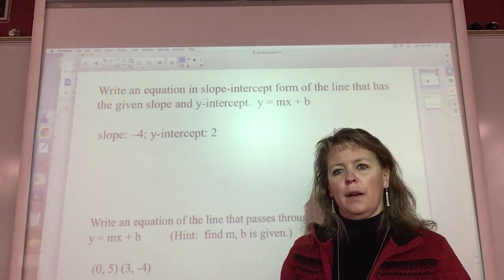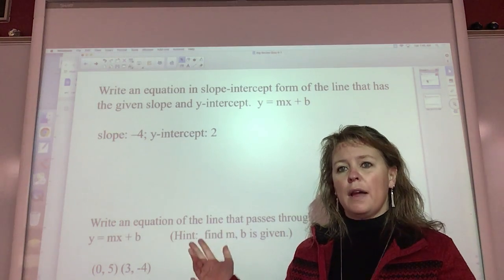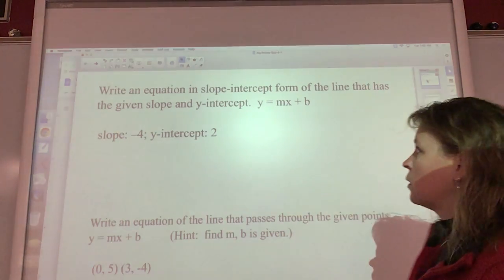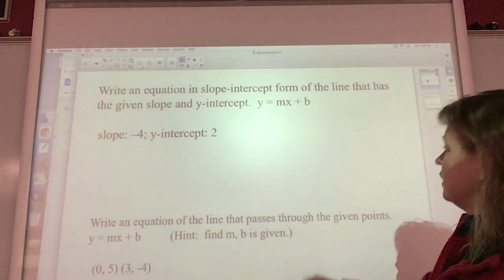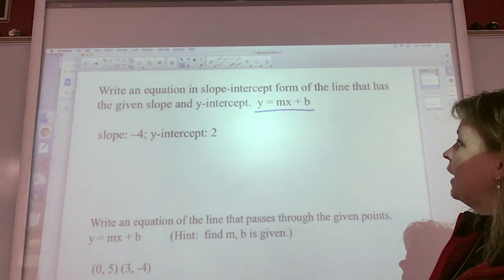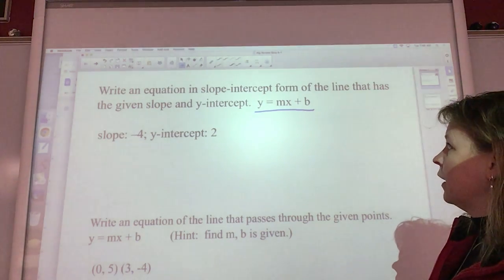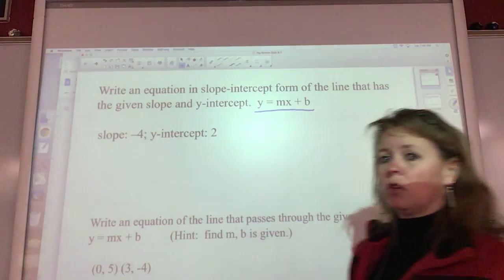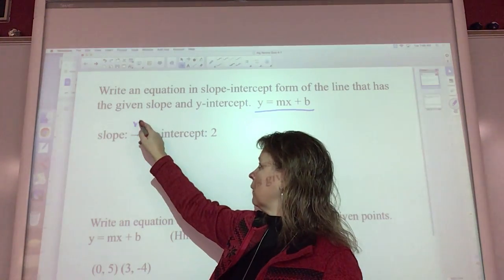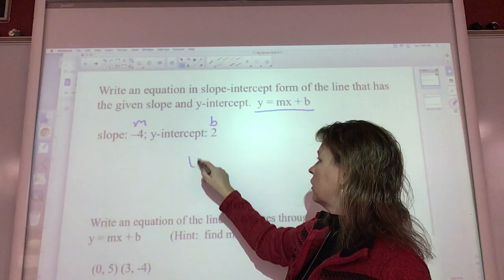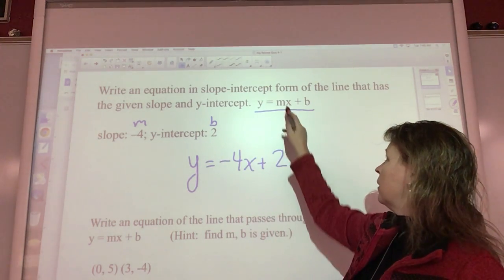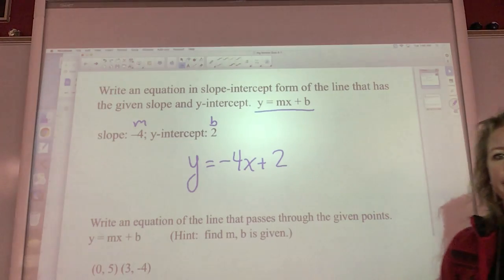If I were you, I'd write it down, do it in your notebook, or maybe try it before you watch it, because it is review and making sure that you're ready for this quiz. Write an equation in slope-intercept form of the line that has the given slope and y-intercept. So basically it's your job to know that m is slope and b is y-intercept. If you already know your slope and your y-intercept, you just put them in the proper spot. Done.